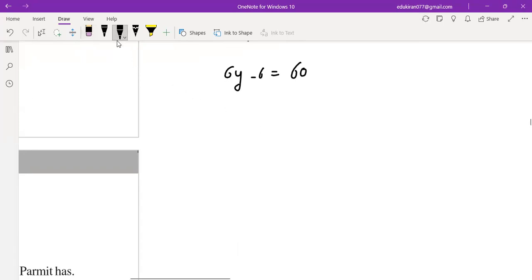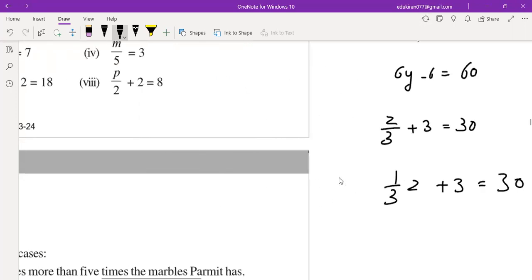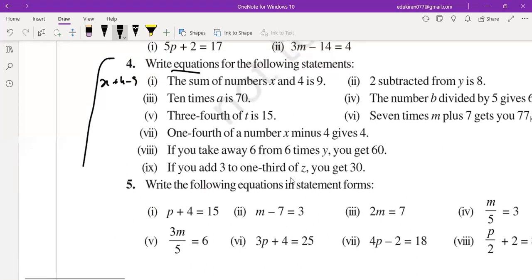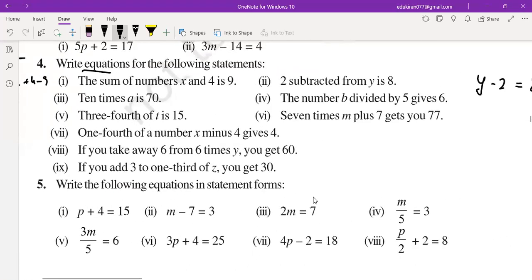Okay. Now coming to the next one. If you add 3 to 1/3 of z. So, ma'am, it could be z by 3 plus 3 is equal to 30, right? Yes. Clear? And I wrote one more also. I also wrote 1 by 3 z plus 3 is equal to 30. Yeah, you can write it like this as well. Okay. Till here it was, or more questions? Last, no? Okay, now this is the question. You have to make a statement. Okay? Like this you can make. The sum of number P and 4 is 15.